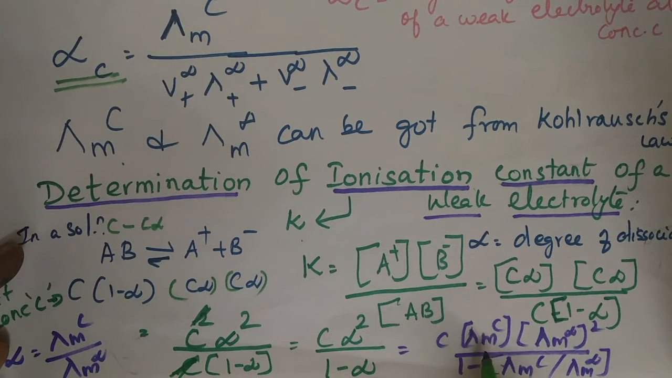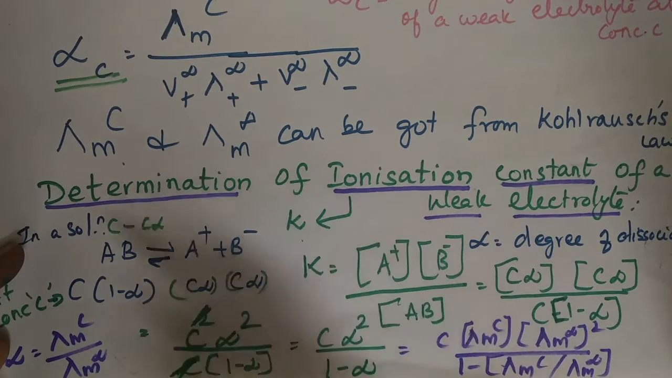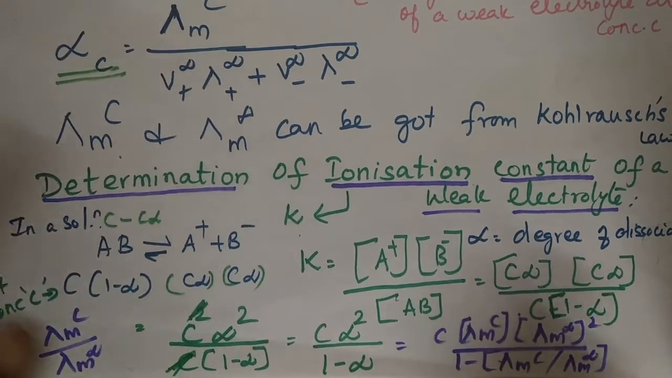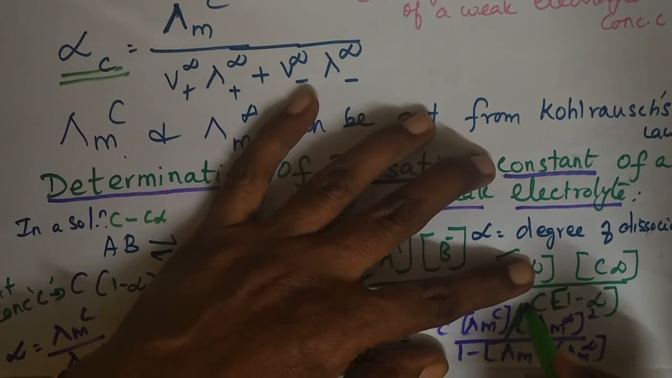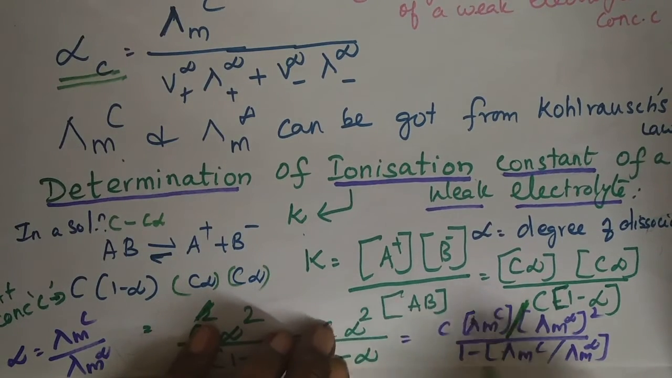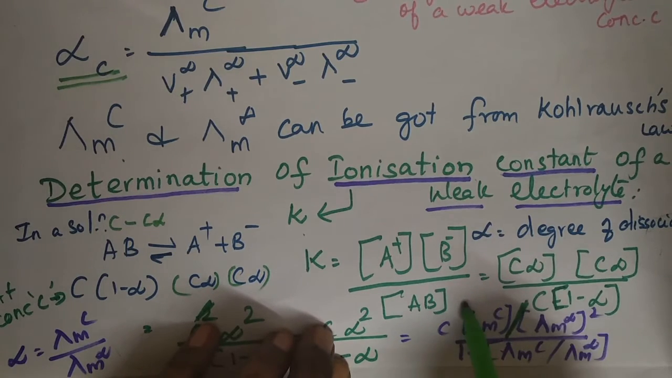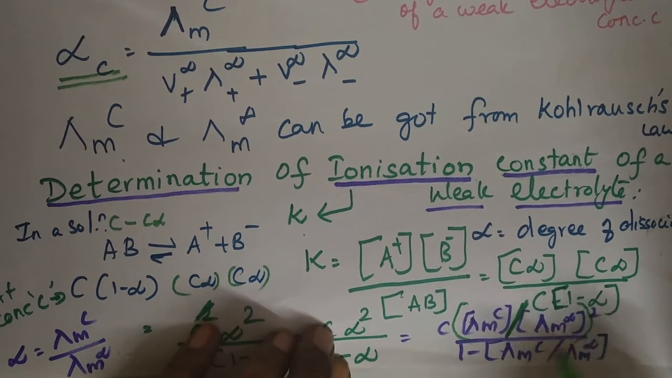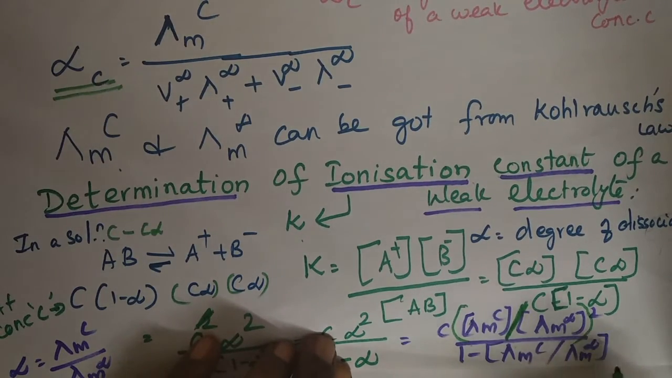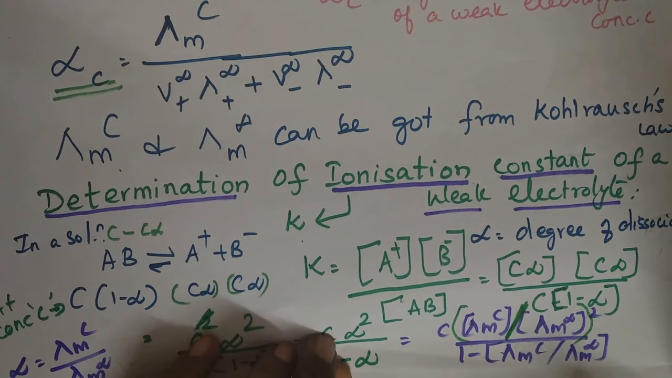C into lambda mc by lambda m infinity. It is alpha square, no? C into lambda mc by lambda m infinity, the whole square, by 1 minus lambda mc by lambda m infinity.